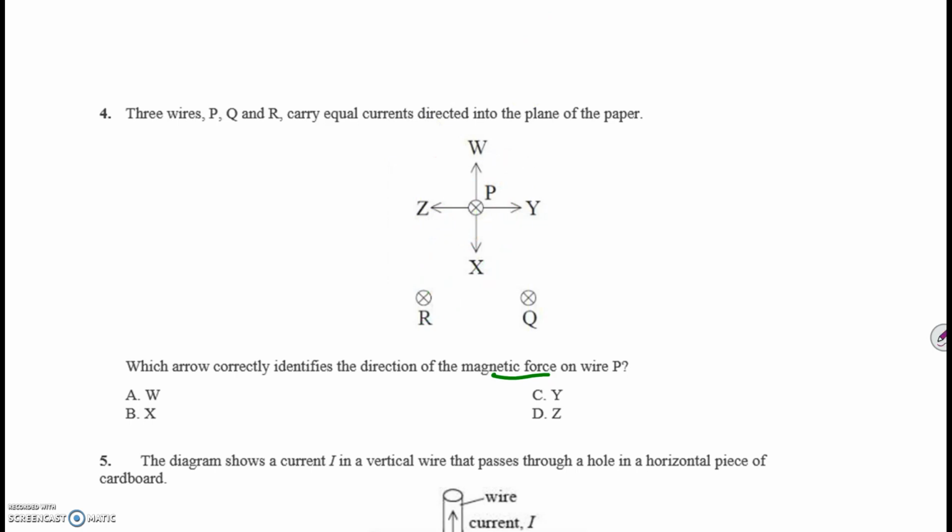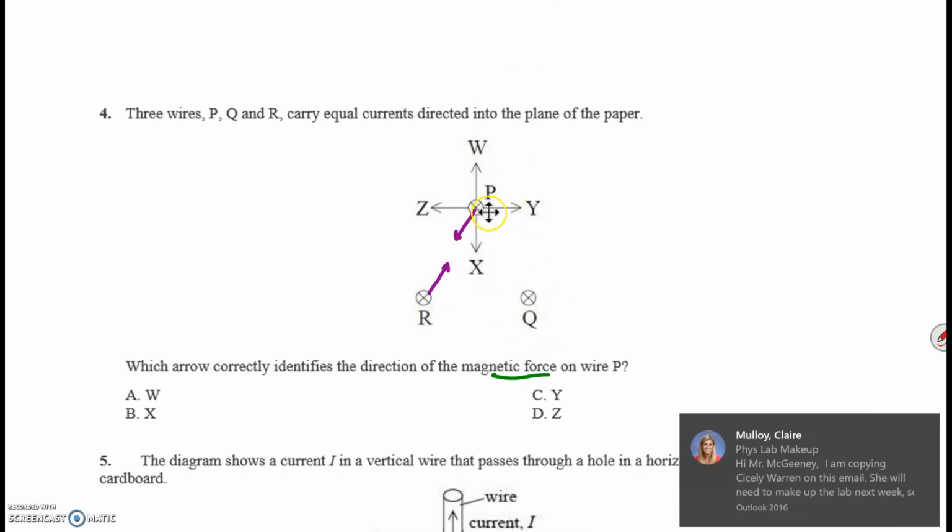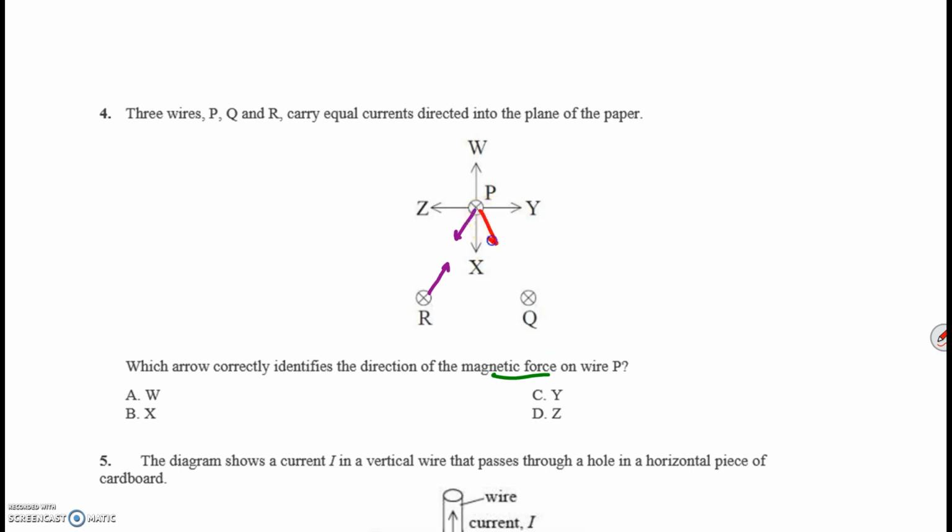Oh, let me draw that again. P and Q also carry current in the same direction, so they similarly attract. And these two forces, red and purple, are equal in magnitude because they're all spaced the same distance and they all carry the same current. So the net force would be X.